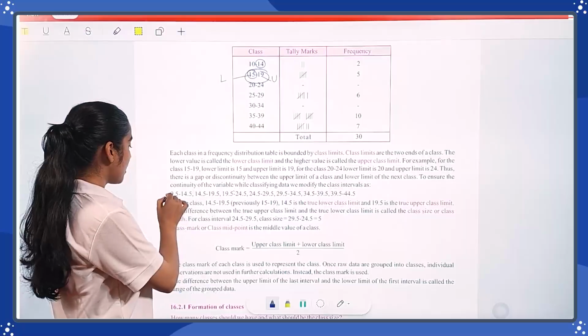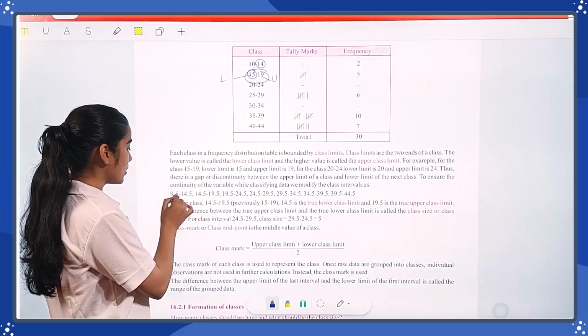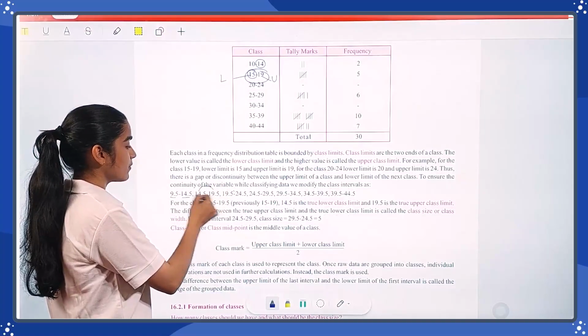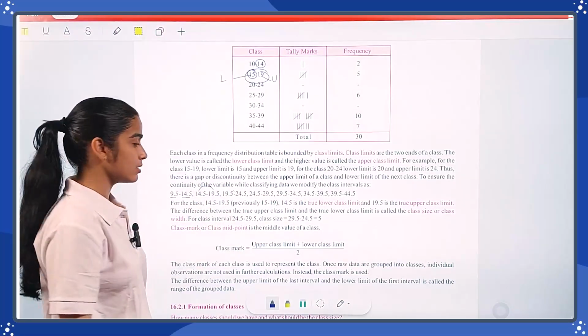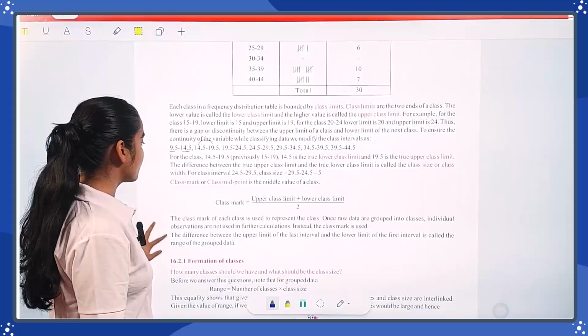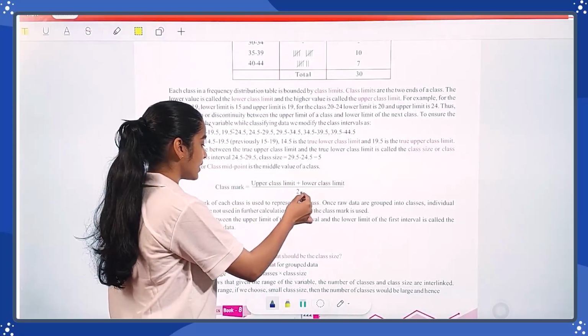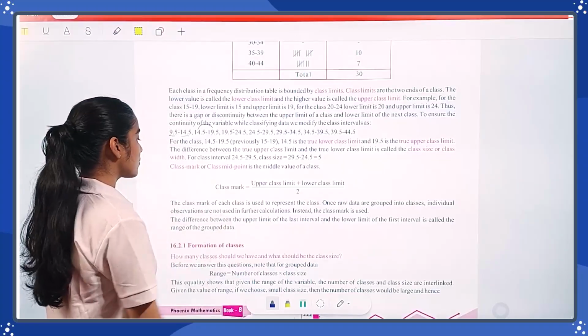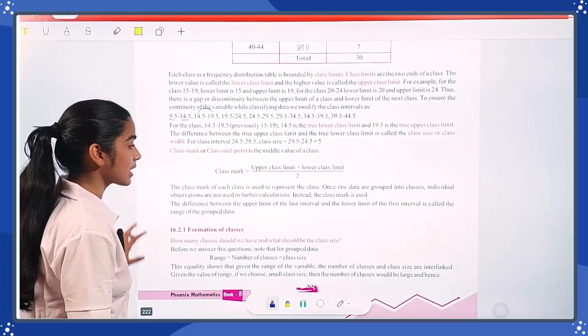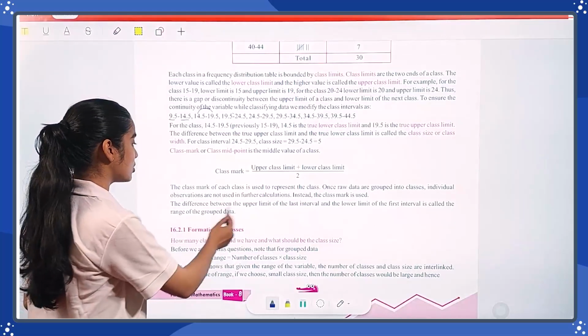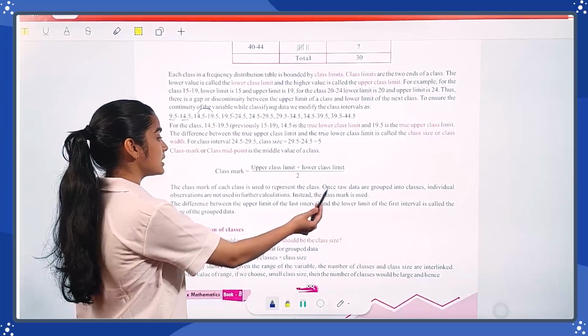So, for that, we can make a group like this: 9.5 to 14.5 and 14.5 to 19.5. If you arrange your class limits now, it's the same for the rest of the groups. So class midpoint is upper class limit plus lower class limit divided by 2. The class mark of each class is used to represent the class. Once raw data are grouped into classes, individual observations are not used in further calculation. Instead, the class mark is used.